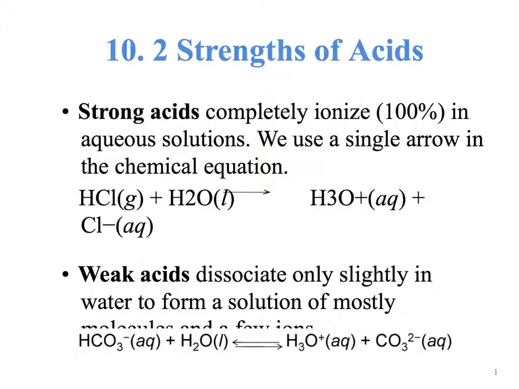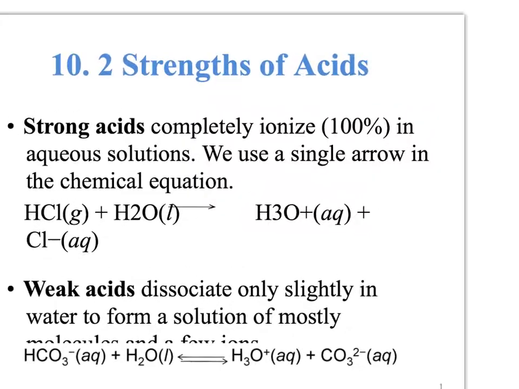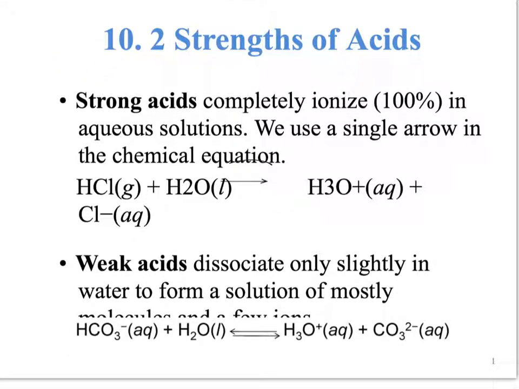So strong acids are those that completely dissociate in solution. They don't have an equilibrium reaction. What they have is an arrow in one direction. Weak acids are those that don't dissociate completely, and they have an arrow that looks like an equilibrium reaction.